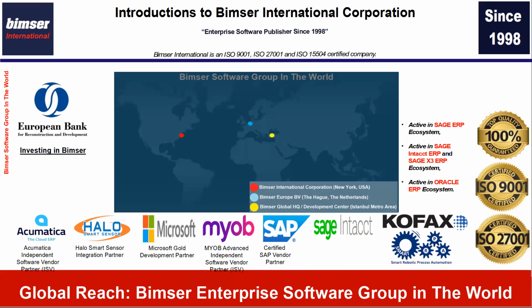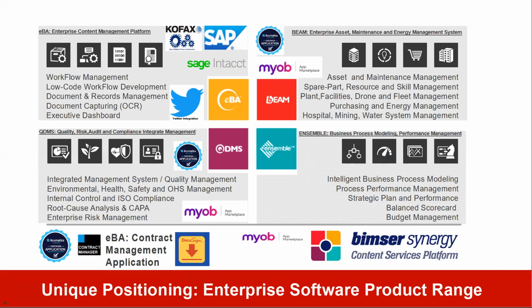We are technology partners of various organizations such as SAP, Microsoft, Sage, Acumatica, and other organizations that are complementing our technologies. Since 1998, we've been developing these products. These are our own proprietary enterprise software products. EBA is the platform that we'll talk more about today. That's our enterprise business process automation platform. It has workflow and document management capabilities.